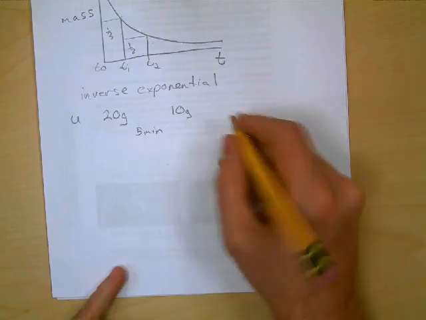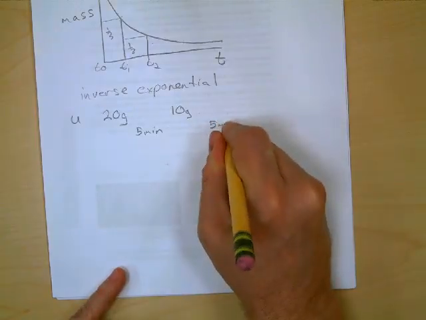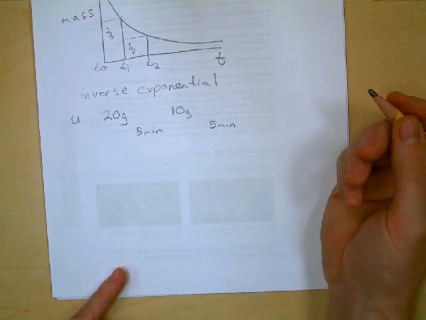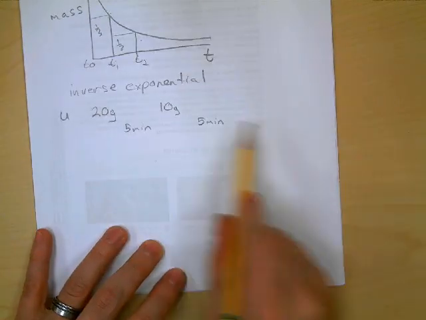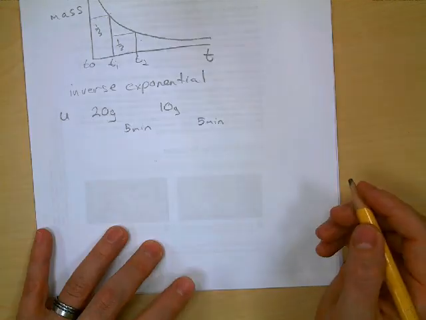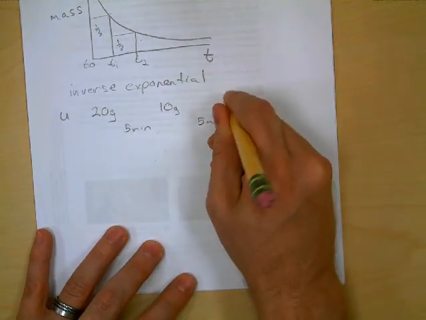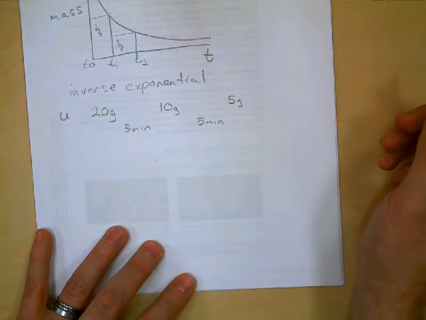Now I wait another 5 minutes. Well, you might expect, oh, it's going to lose the rest of it, right? But that's not what we see. We see the rate slow down. In fact, what we lose is half of the rest of it again. And now I'm left with 5 grams of uranium.